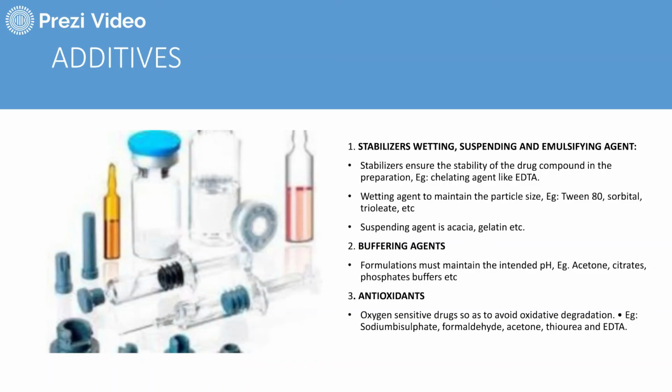Apart from that, we also need buffering agents. They are required to maintain the intended pH. pH is very critical to be maintained for the administration of parenteral products. So we use buffering agents like acetates, citrates, phosphate buffers, etc. Apart from that, we also include antioxidants. For oxygen sensitive drugs, to avoid degradation, we use antioxidants, for example sodium bisulfite, formaldehyde, acetone, thiourea, EDTA, etc.